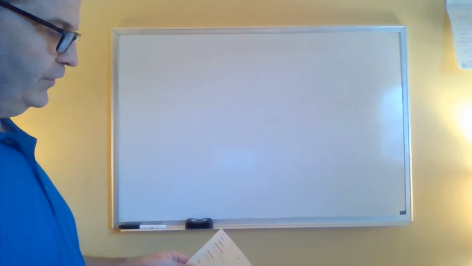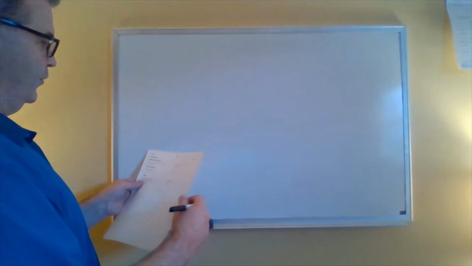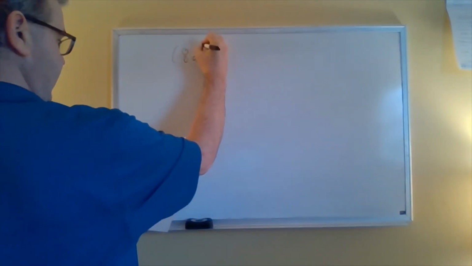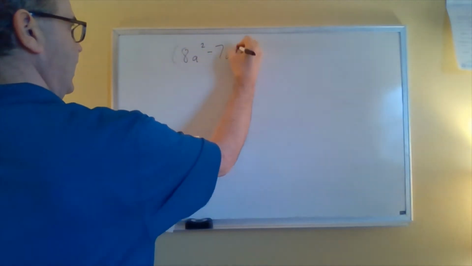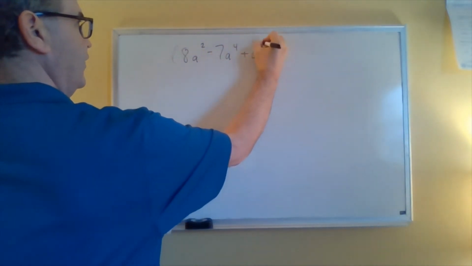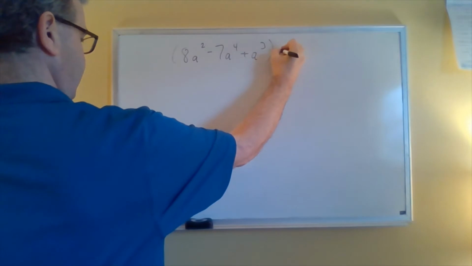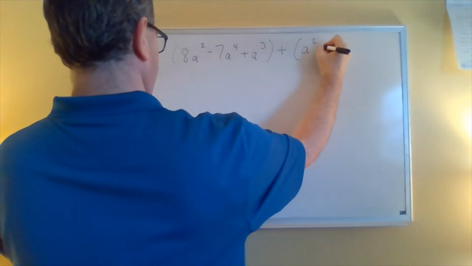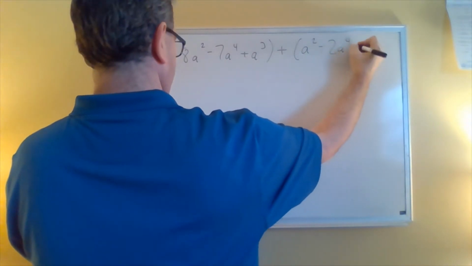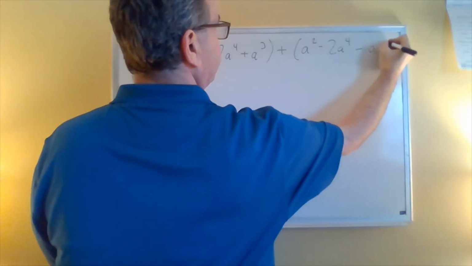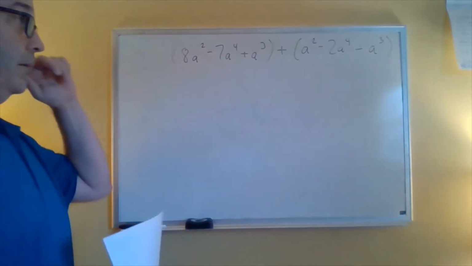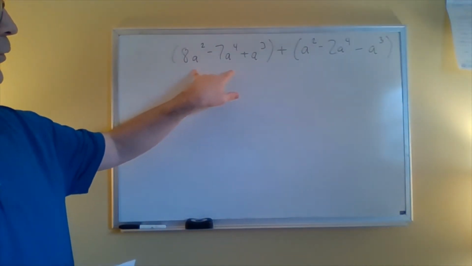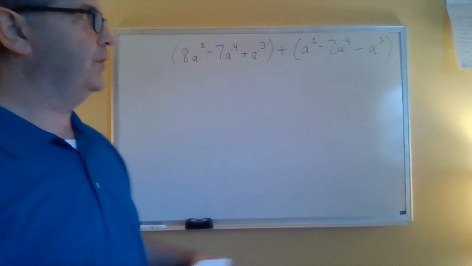So I want to start off with section 1, addition and subtraction of polynomials. The first example: we have 8a squared minus 7a to the fourth plus a cubed, and to that we're going to add a squared minus 2a to the fourth minus a cubed. So we're adding trinomials, 3 terms in each set of parentheses.